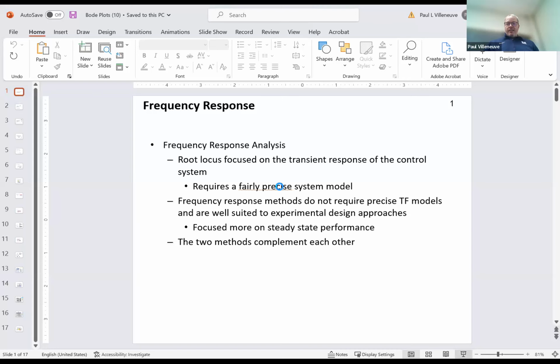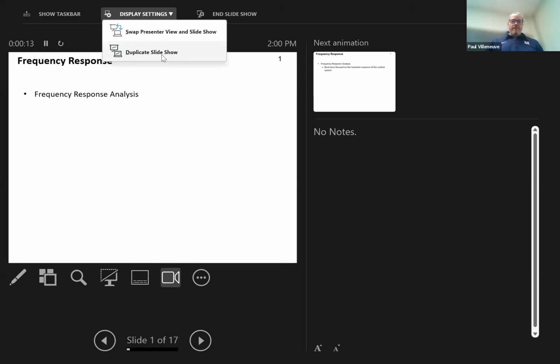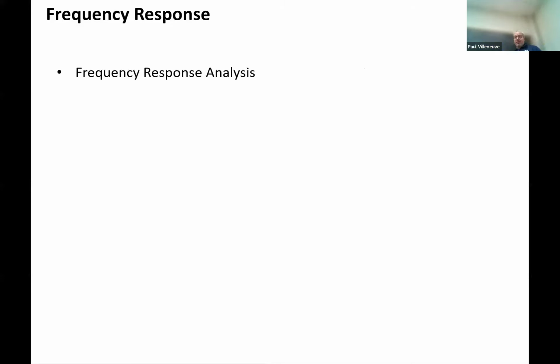So if you look in the content folder, you should see the material we're going to cover today, which is Bode plots. Let me make the screen full size. So Bode plots is really just frequency response analysis.